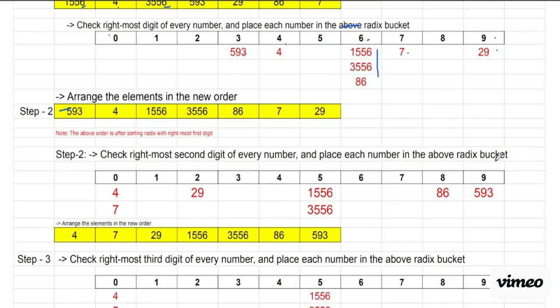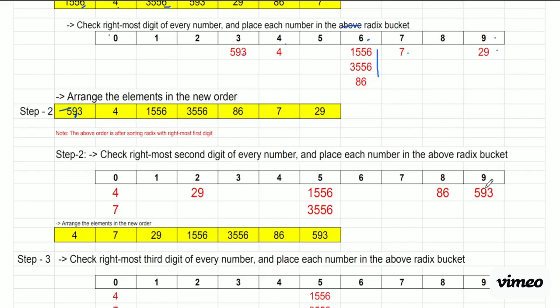We again create empty radix buckets, all those 10 buckets, and now we'll go to the second rightmost digit, which is essentially the tens place. What if the number doesn't have a tens place, and no digit is explicitly mentioned there? We'll consider it to be 0. So for 593, my tens place is 9, so I just put it in the 9th bucket. So this is how the entire bucket concept works.